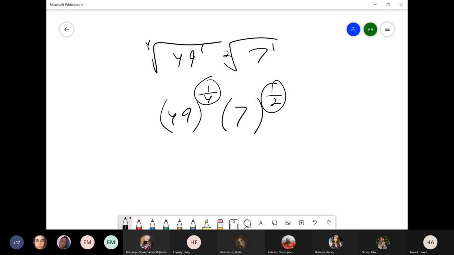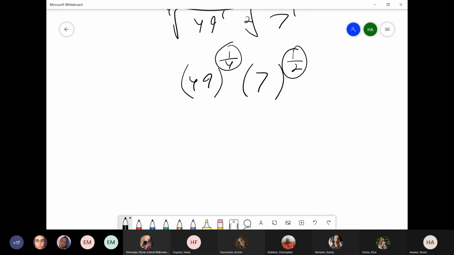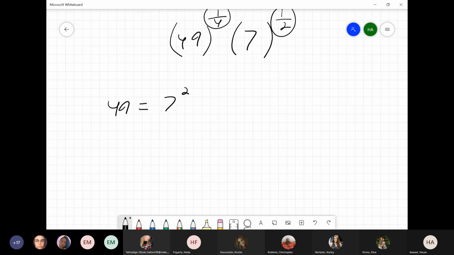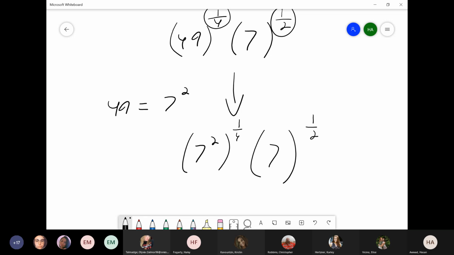So if I keep my 7 to the 1/2 power away from this, then we'll just deal with that after we're done doing our manipulation to the 49. So 49, we can always rewrite as 7 squared, right? We know 49 is a perfect square, so great. If we rewrite it as 7 squared, that's totally acceptable. So what I'm going to do is rewrite what we have so far as 7 squared to the 1/4 power times 7 to the 1/2 power.